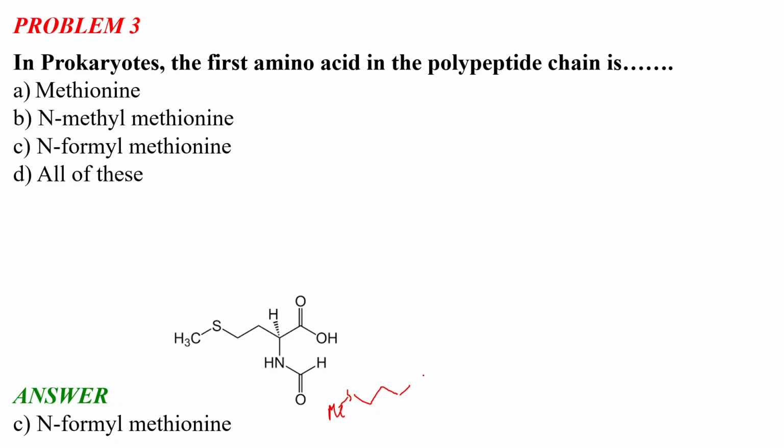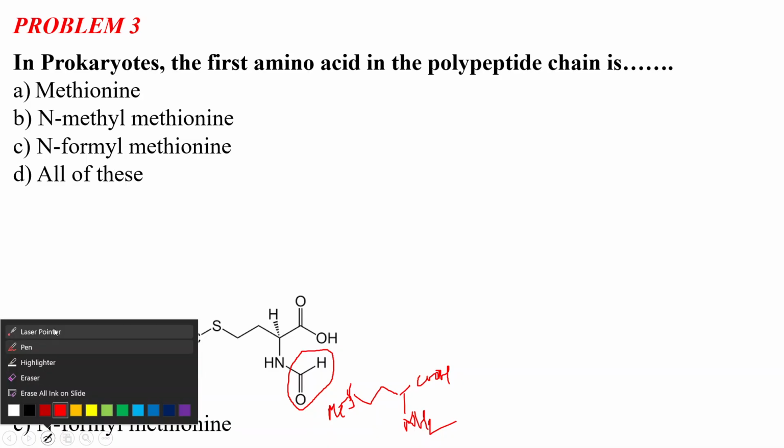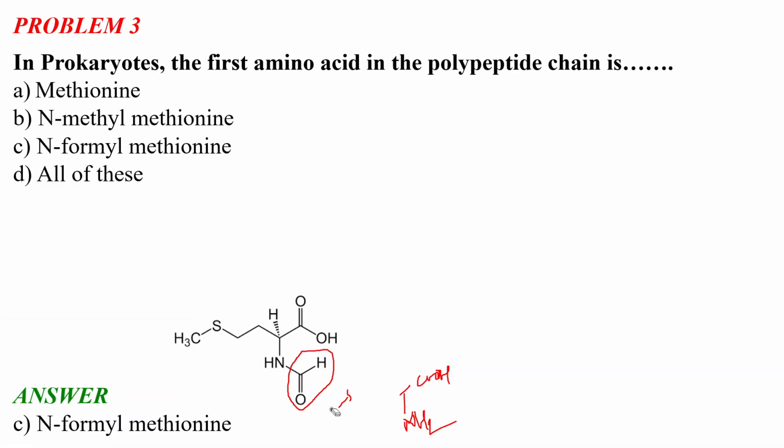So we have a carboxylic acid group here, and we have an NH2 here. Forgive me for the bad handwriting. I hope it is understandable. So this is the S-methyl, and this is the two-carbon chain, and then we have the NH2 and carboxylic acid at the alpha carbon. So this is the structure of methionine. N-formyl methionine is nothing but methionine with an extra formyl group. So that is the structural difference between methionine and N-formyl methionine.